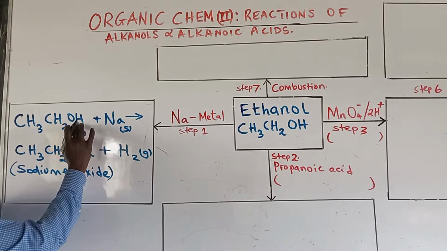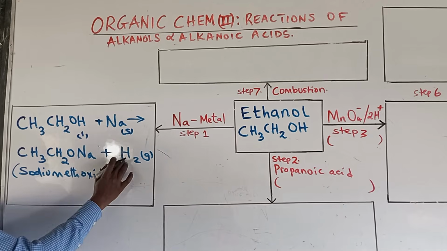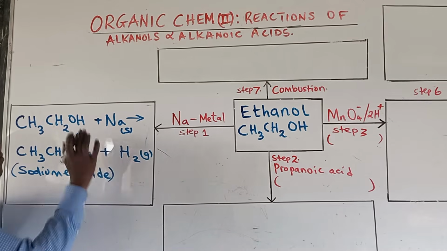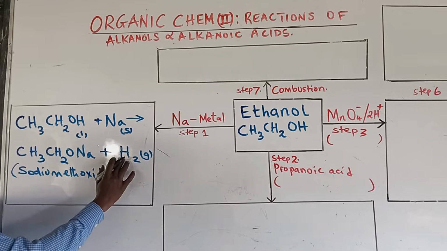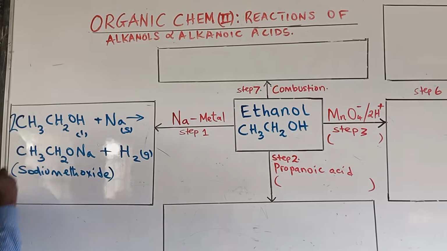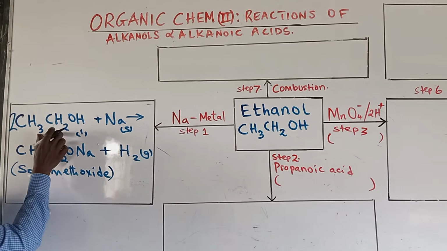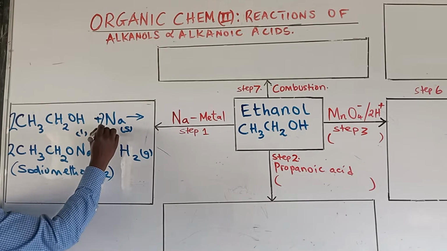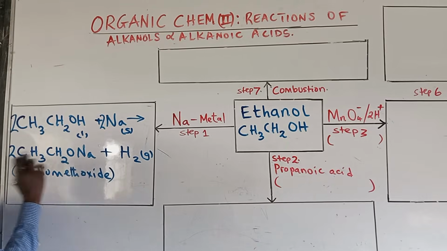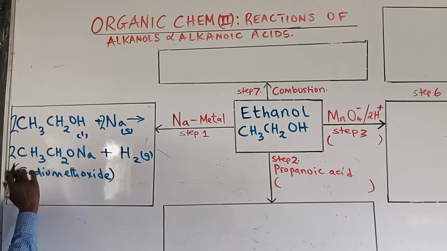This hydrogen exists as a diatomic molecule. So we are going to balance the equation. Where did the 2 hydrogen come from? So we have to have 2 molecules of ethanol. That gives us a 2 here, and we are able to have the 2, so that we account for the 2 sodium atoms.